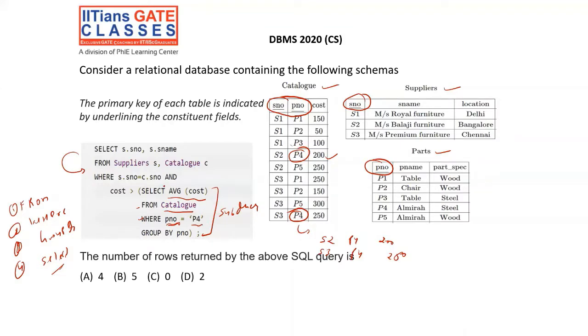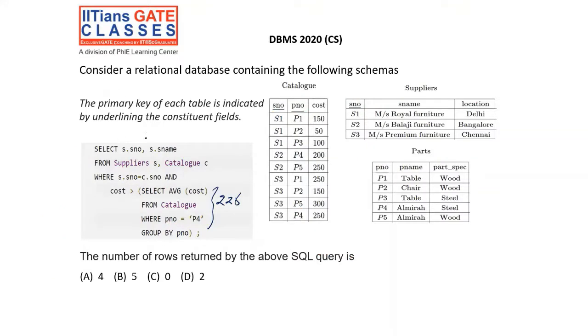Then go to the select. Only this one is left. What do we have to do? The average cost. So here cost is there. We have to calculate the average of these two tuples. So what will be the average of these two tuples? 200 plus 250 divided by 2. It will be 225. That will be the average of this. So the result of this subquery will be 225, right? Now you know the subquery result is 225, right?